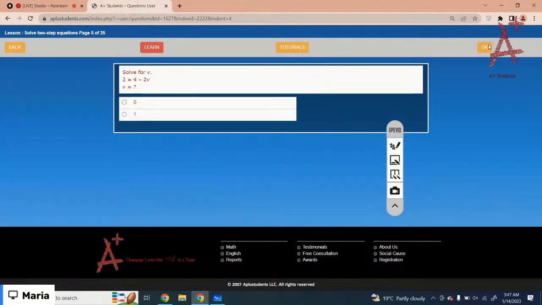Very good. Okay, solve for V, which is the correct option. Solve the question in your notebook and let me know the answer. You have to solve this equation for V, which is the correct option.